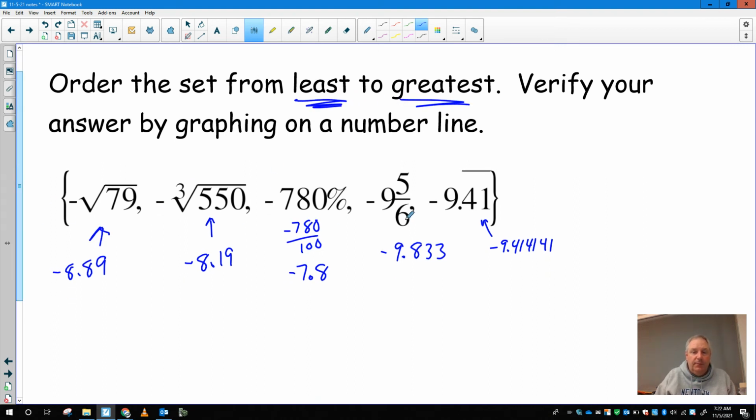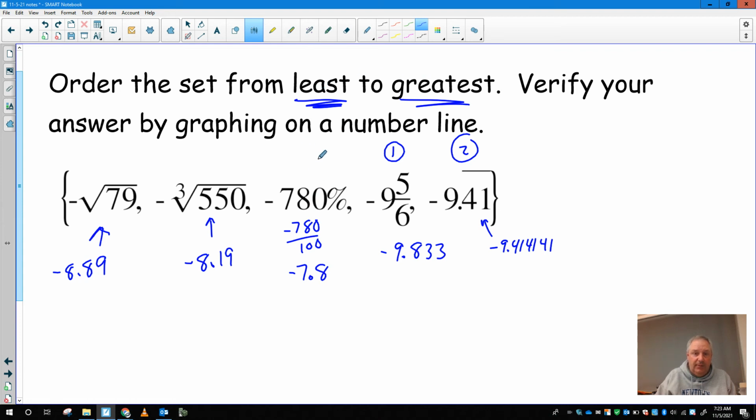Okay, so the smallest one would be the one furthest to the left. Furthest to the left, so this is going to be our smallest one. I'll just number that number 1. Because it's negative 9.8, it's further to the left than this one. So this is going to be our second one. The next one would be, so this is going to be our biggest one, negative 7.8. That would be the fifth.